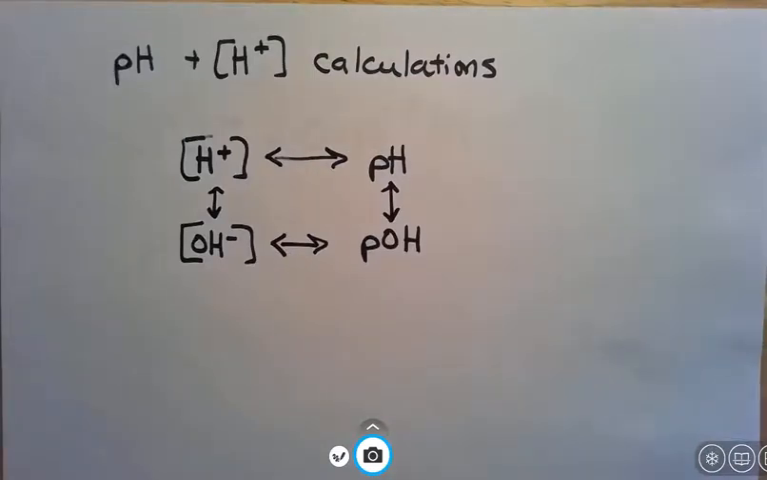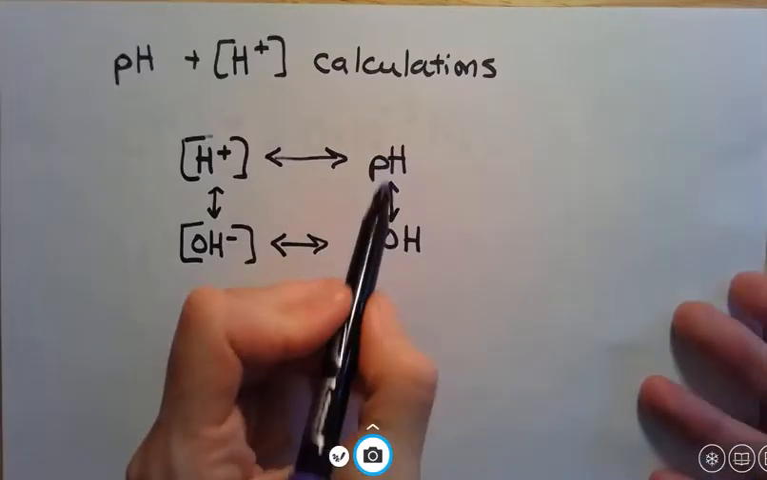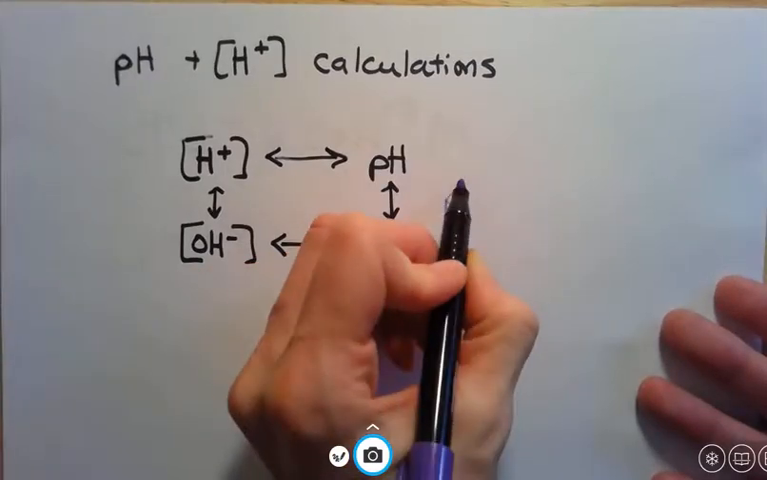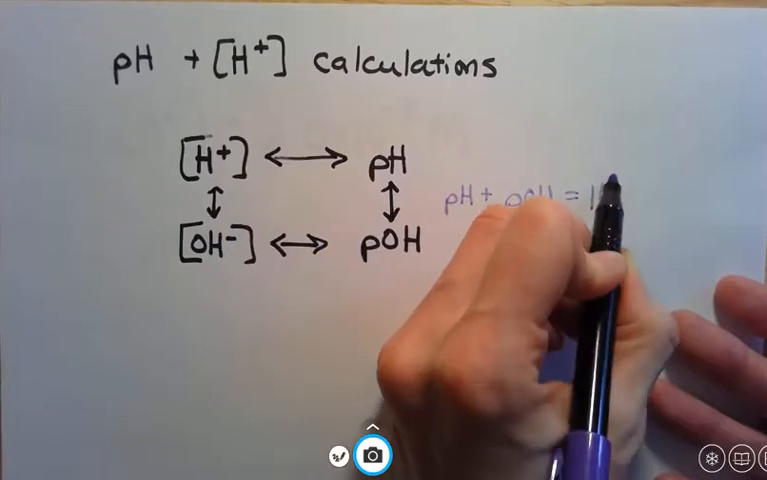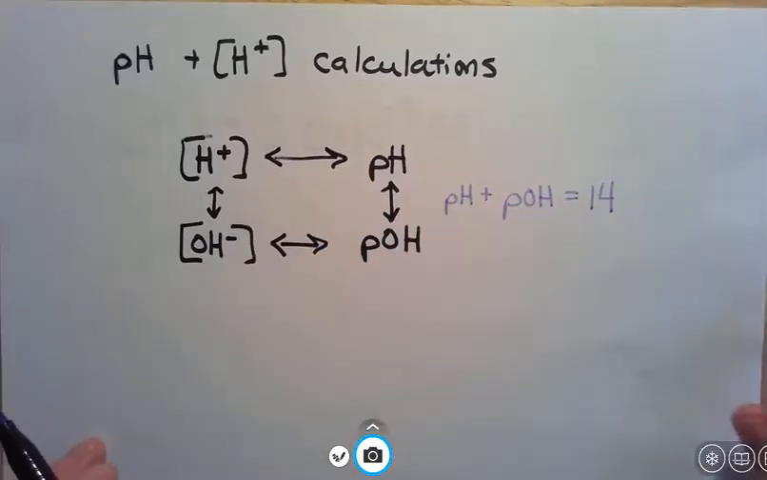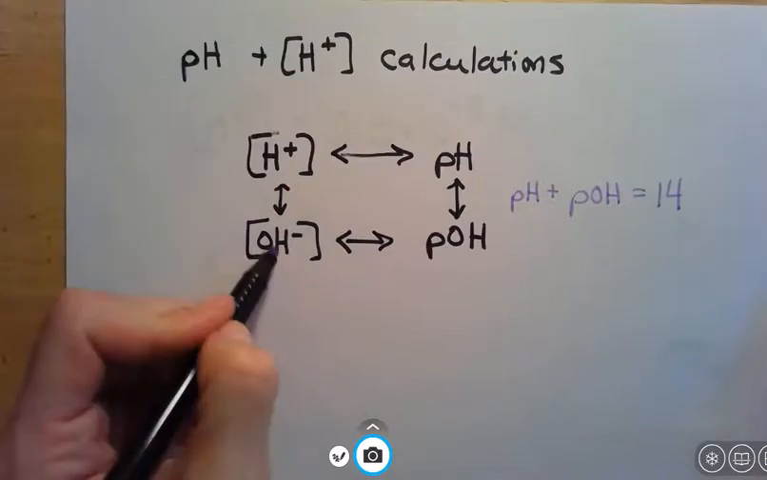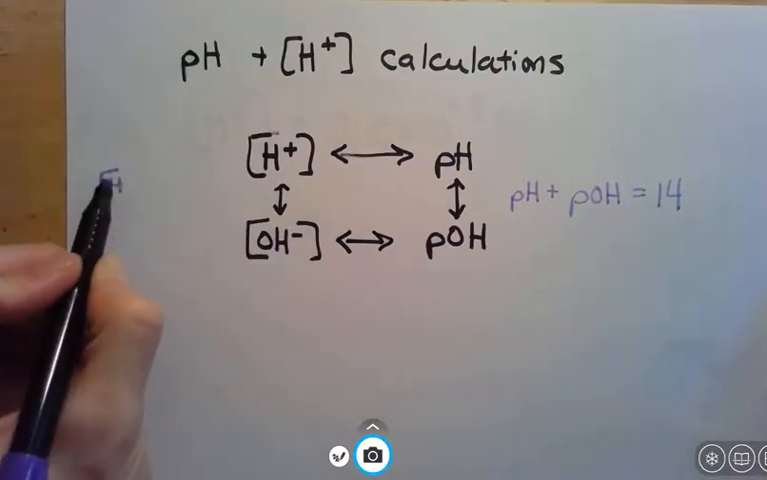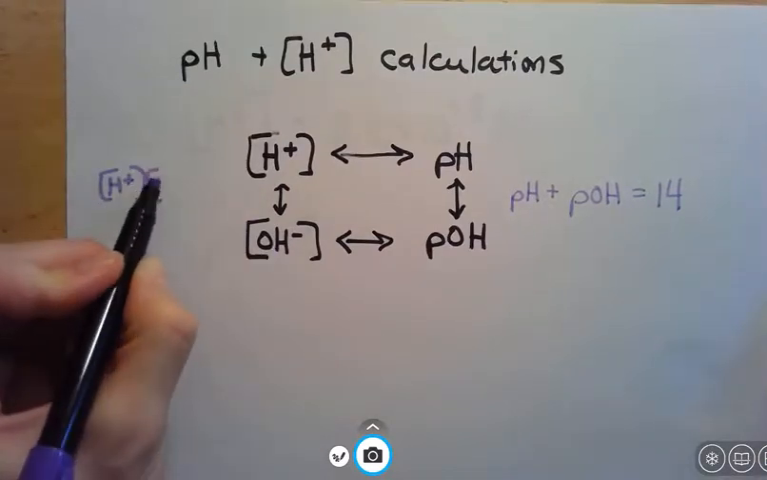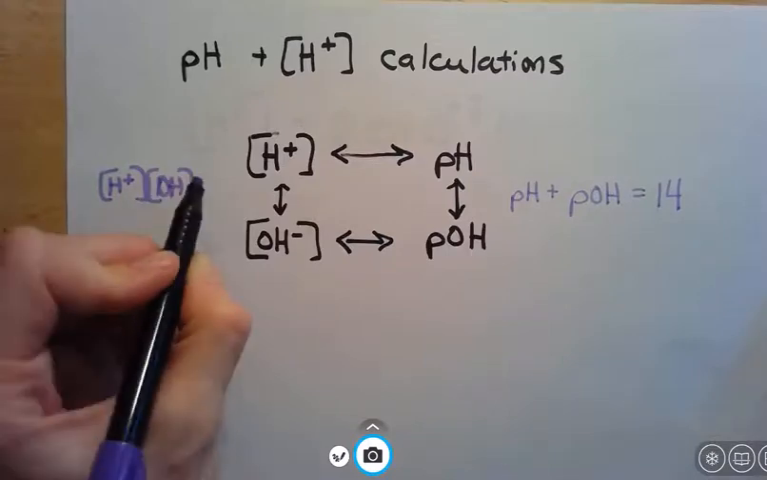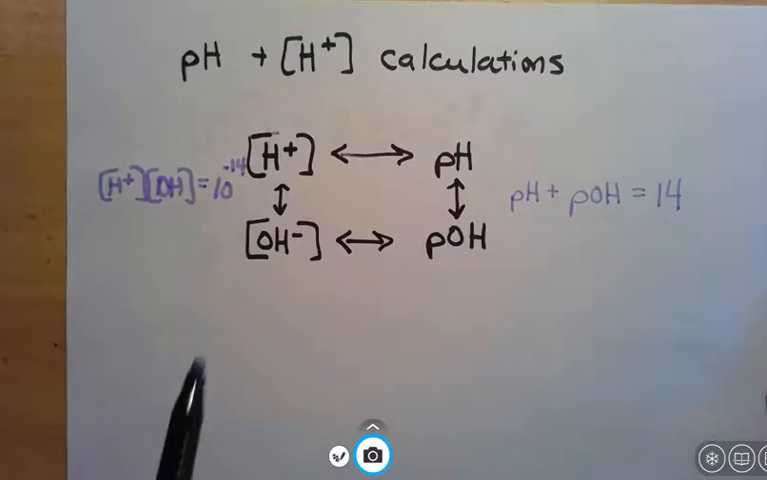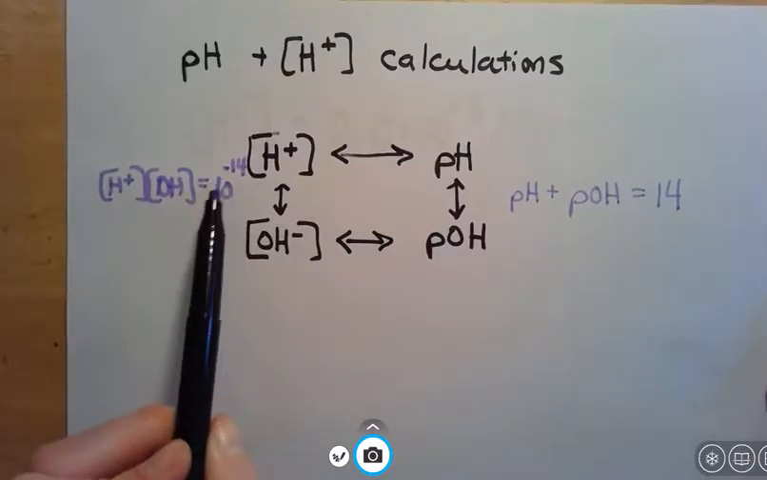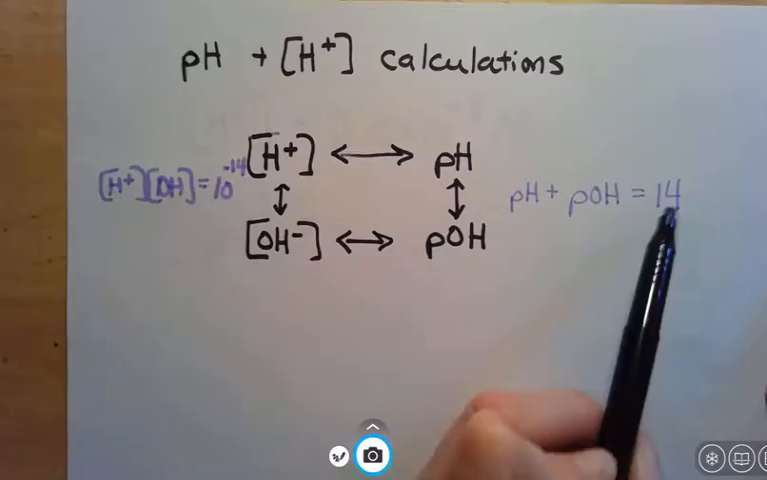So as a couple of things to note here, we're just going to put some relationships out here. pH plus pOH will always add up to the whole number of 14. And then if you take these two concentrations and you multiply them together, they will always multiply to 10 to the negative 14. And you should notice the symmetry here. Negative 14 as an exponent and 14 on the line.